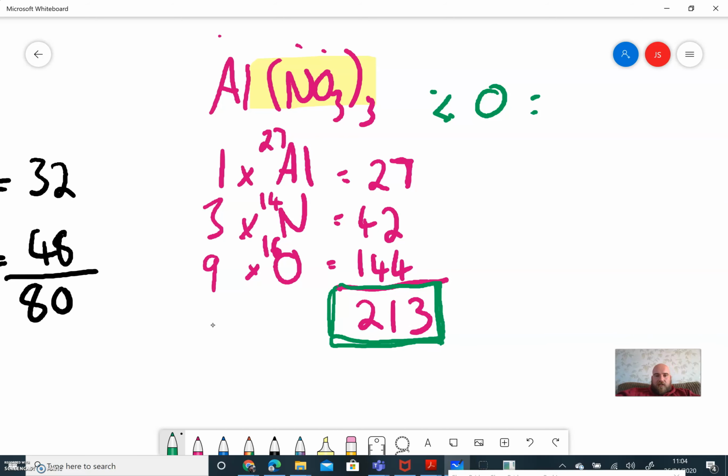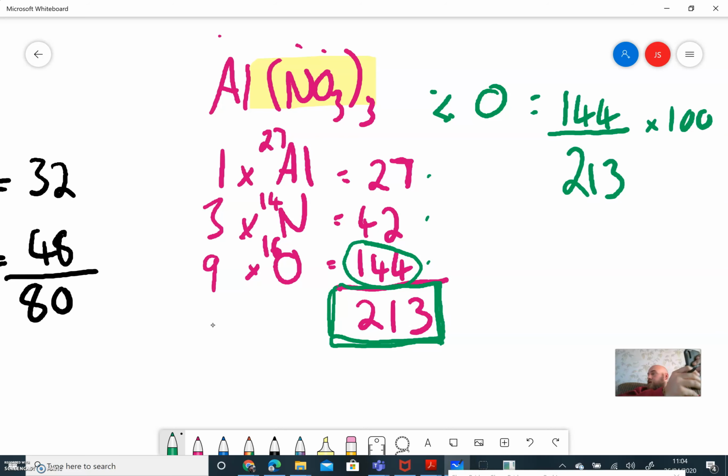Well, look at the calculation above. Which of these 3 numbers here was the oxygen? Hopefully you can all find that it's actually that number there. So the whole thing weighs 213. What percentage of that was from the oxygen? Well, it's 144. So to turn that into a percentage, we do 144 divided by 213 and then times it by 100. I'm just going to get my calculator just here. So 144 divided by 213 times 100 is 67.6%.